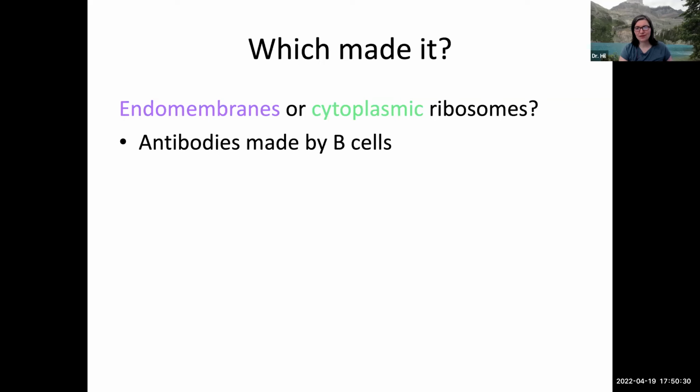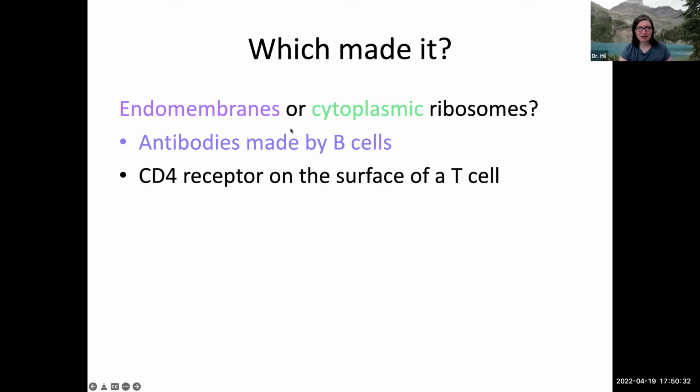Yeah, many of you recognize that it is through the endomembrane system because antibodies are secreted. We have to go through the endomembrane system. What if you're a T cell? You have a membrane protein on the surface like CD4 on the surface of a T helper cell. So you've got to get proteins to your membrane. Are you going to send them to the endomembrane system or are you going to make them in the cytoplasm?